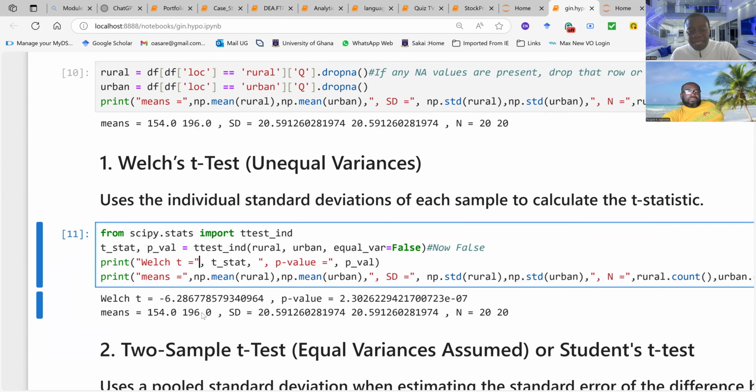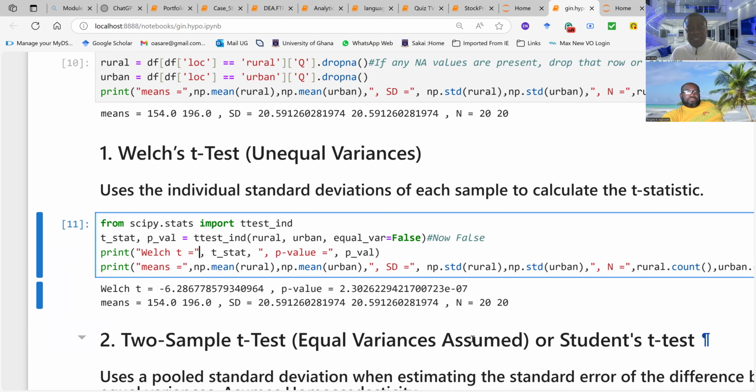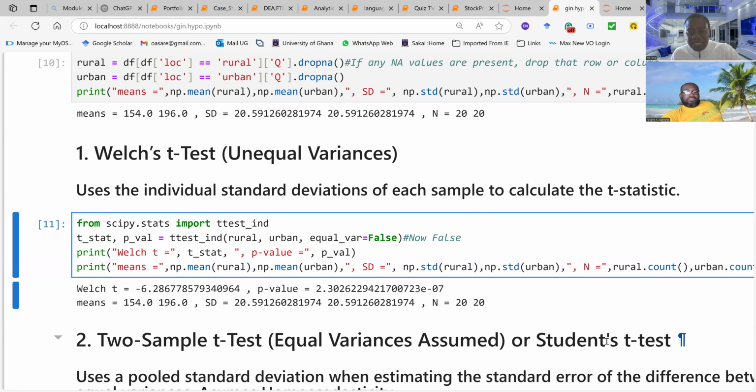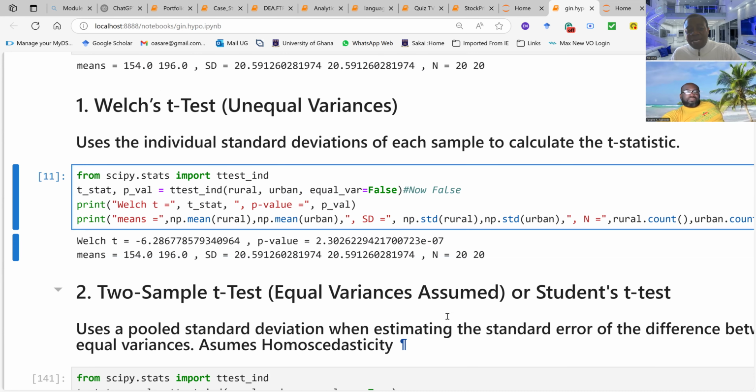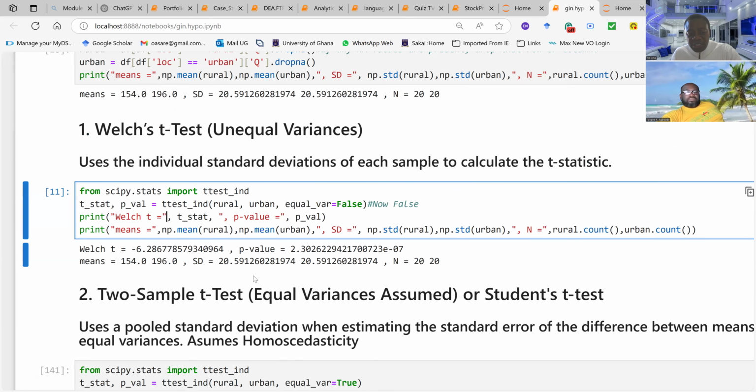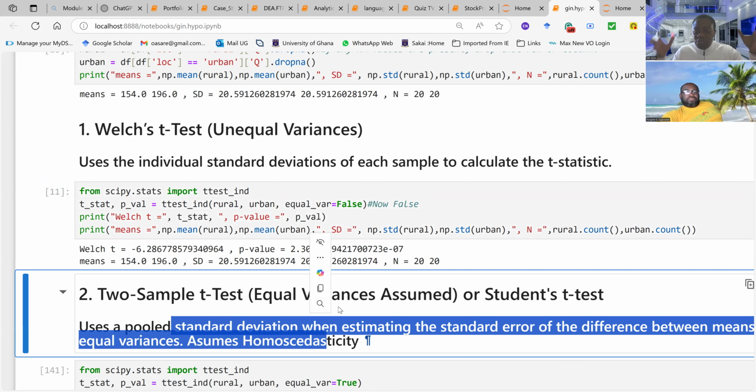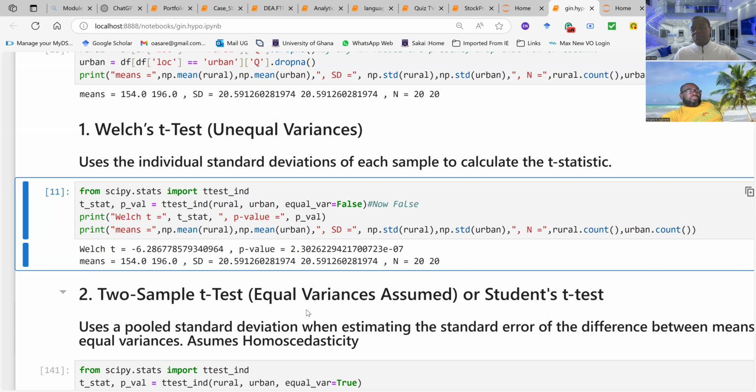Now, I decided to even do the equal variances, which is the real deal. This is known as the two-sample t-test. Sometimes it's called the student t-test. Let's run that. Remember that the difference between this one and the previous one is that the student test uses a pooled standard deviation. So instead of using 20 and 20 separately, it uses 40 for both of them when estimating the standard error of the differences. That means it's assuming something we call homoscedasticity, unlike the previous one. So they are all the same variances.